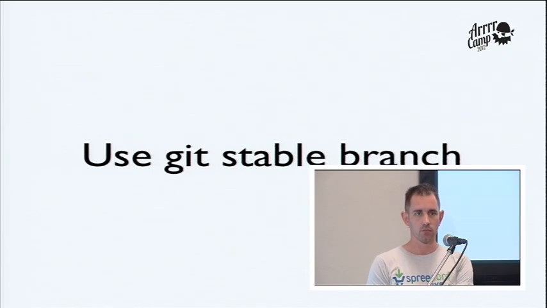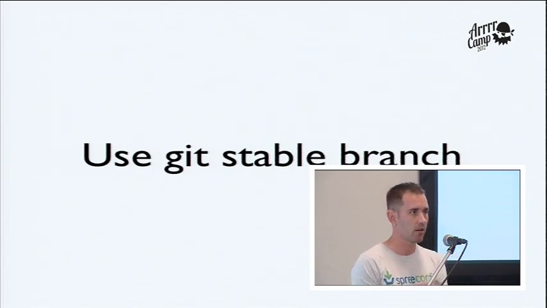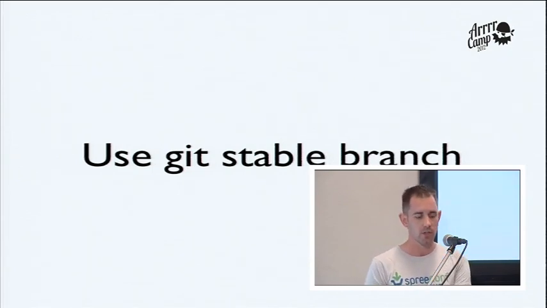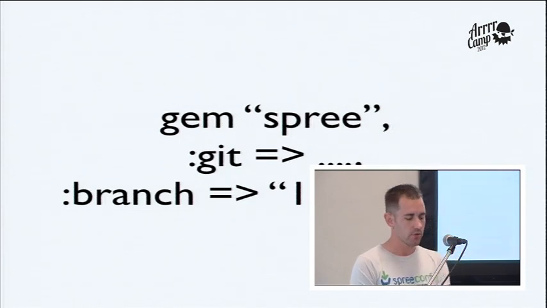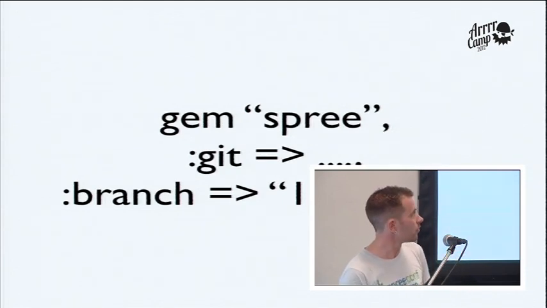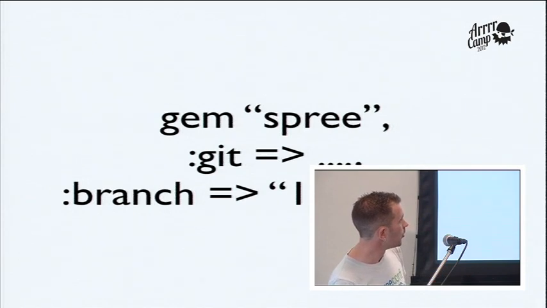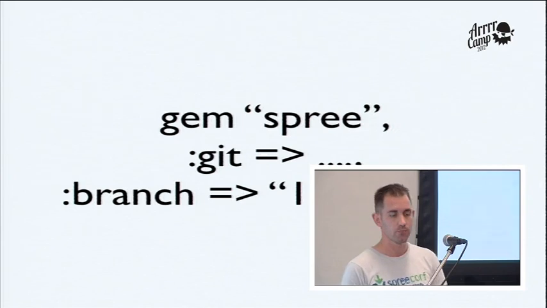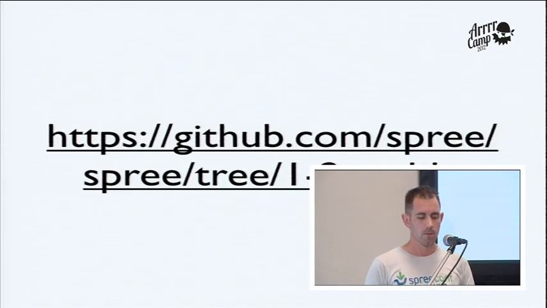But if you want to keep track and keep the speed in your development, you better use the Git stable branch. So to do that, you have to change your Gemfile to point it to the Git URL and then specify the branch you want to use. So this is the URL to the current 1.2 stable branch.